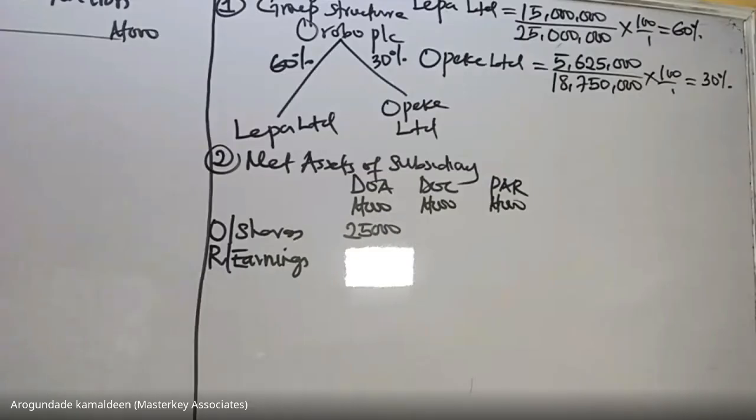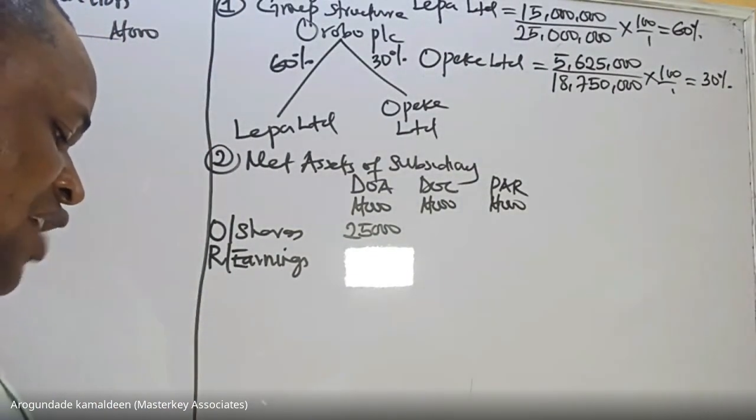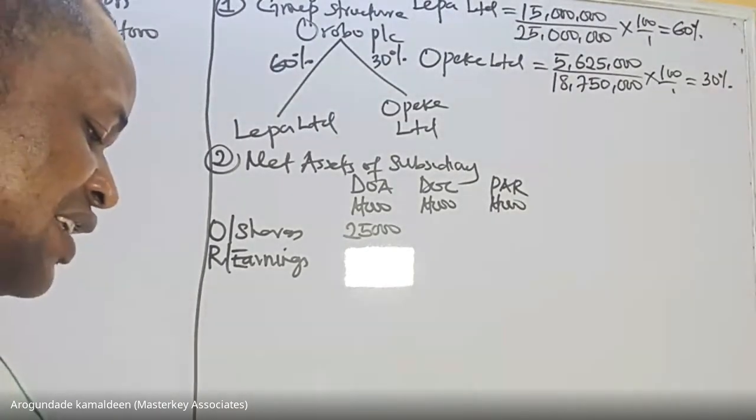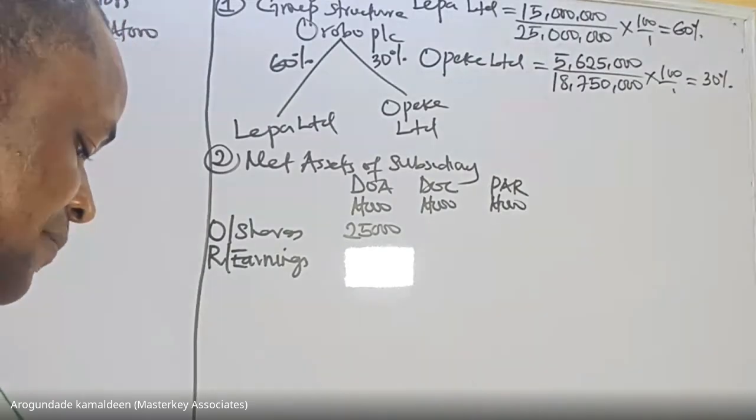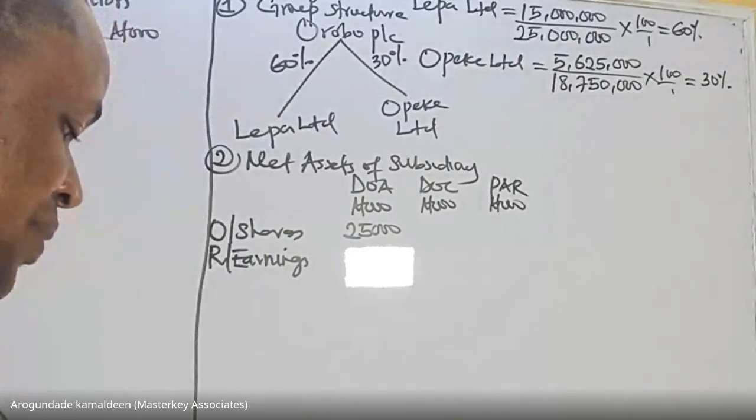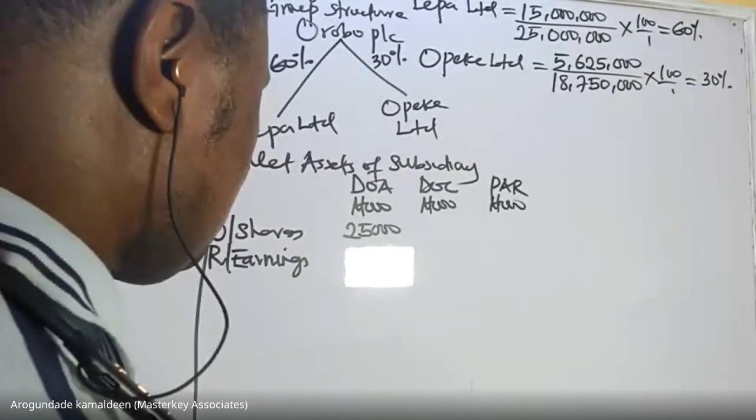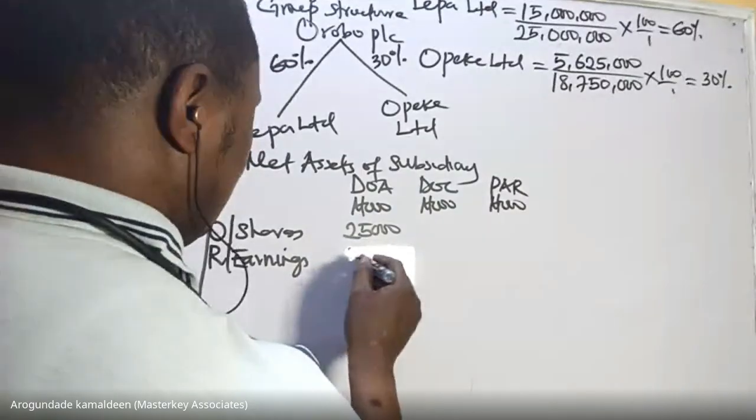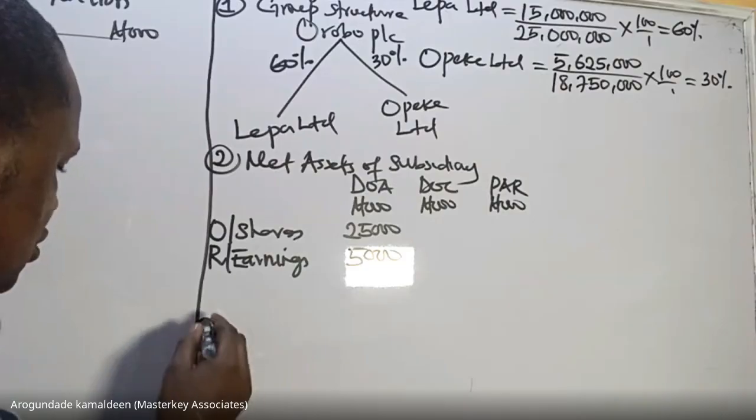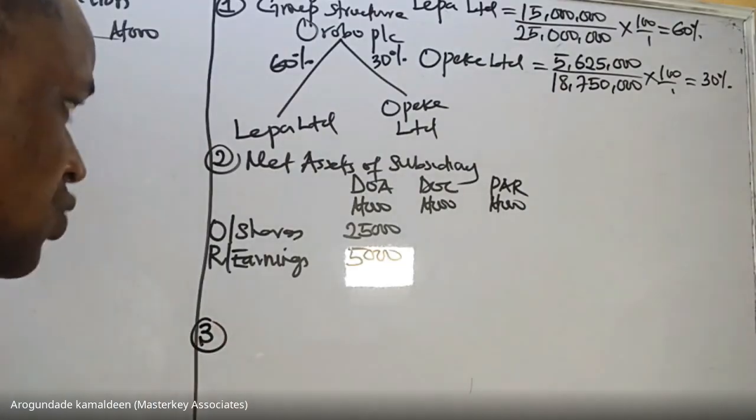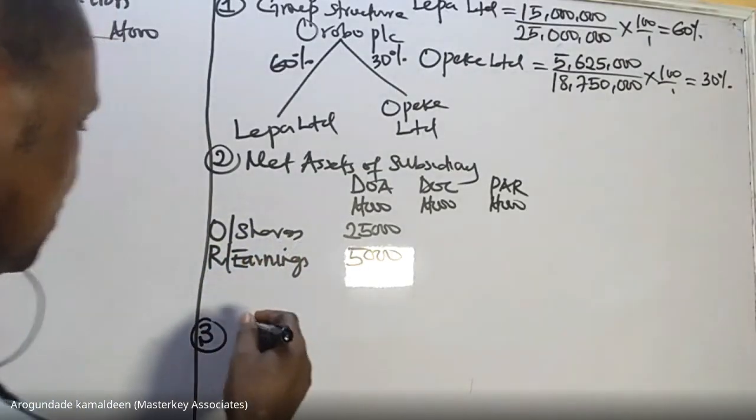And go to note 1. When Orobo acquired Lepa, here you have 5 million retained earnings. That is the pre-acquisition retained earnings. Hope we are clear. You leave some lines. Next is the goodwill. You cannot find the goodwill until we have determined the net asset on the date of acquisition.